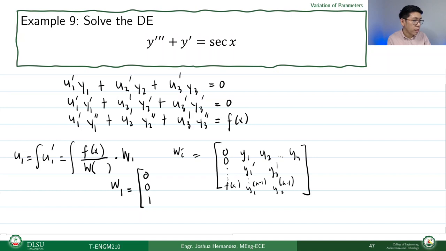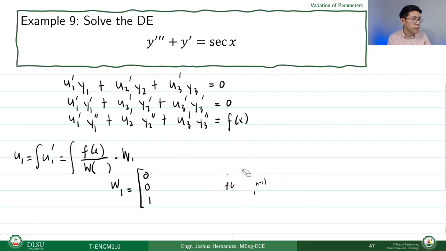So the idea is, whichever u parameter you are looking for, for example u sub 1, you put the 0, 0, 1 answer column in the first column. If you are looking for u sub 2, the 0, 0, 1 goes in the second. If u sub 3, it goes in the third. Okay? That is the basic idea. You can go back and revisit the discussion on W.